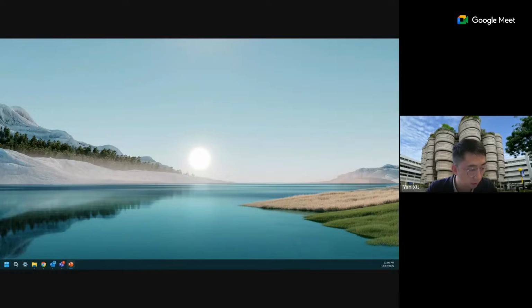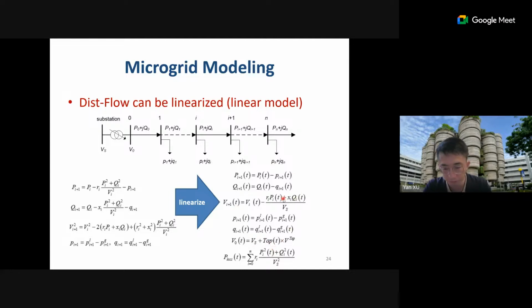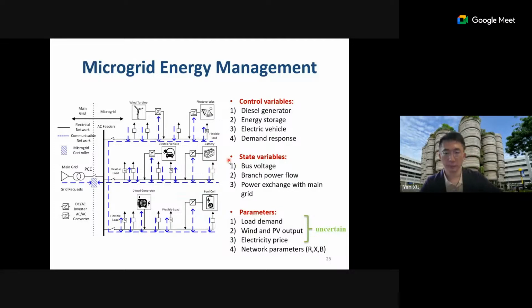Last but not least, since we have ignored the power loss during the calculation, we have to recalculate the power loss in the end. So you can see we still calculate the power loss using the calculated PI and QI as well as the VS. Now, in such a way, the original nonlinear non-convex model becomes a linear and convex model, right? So with that, we are able to further formulate the operation problem model.